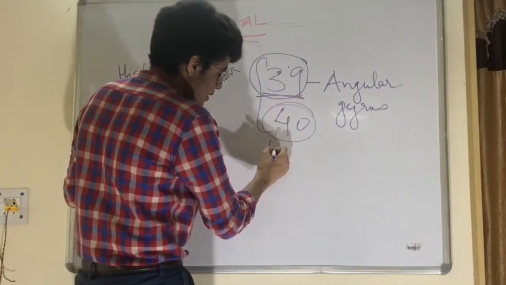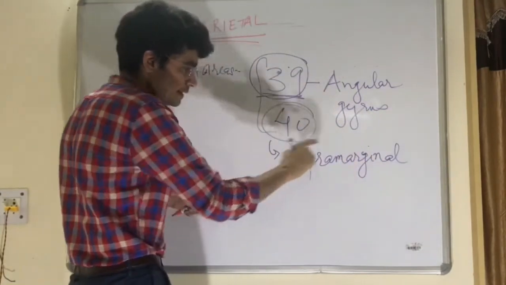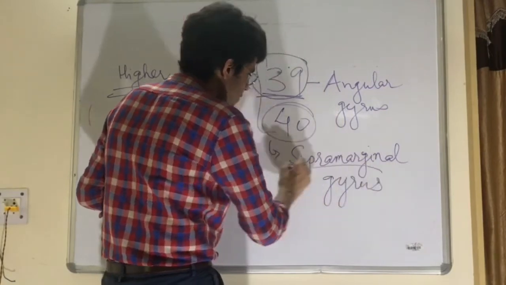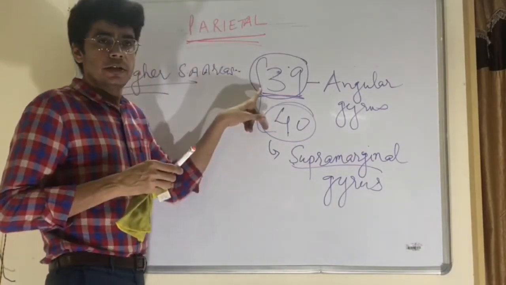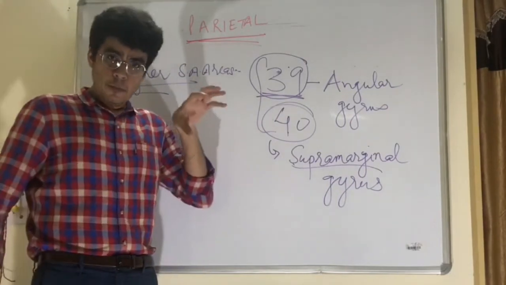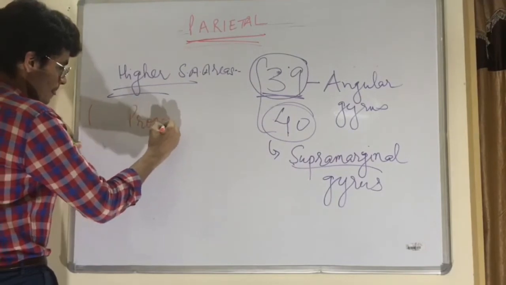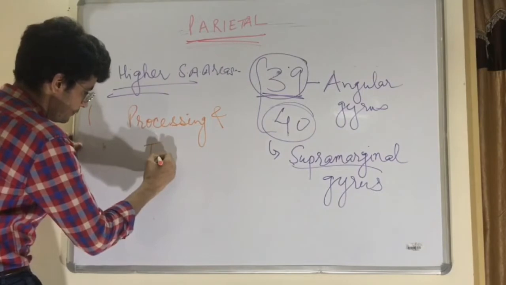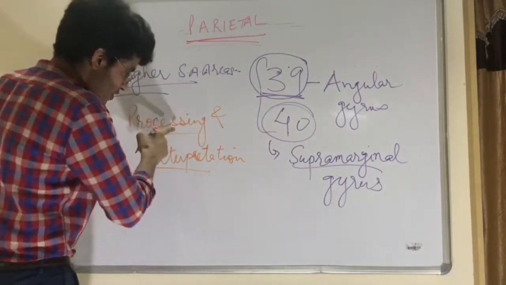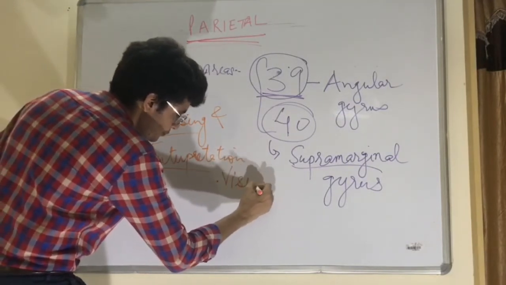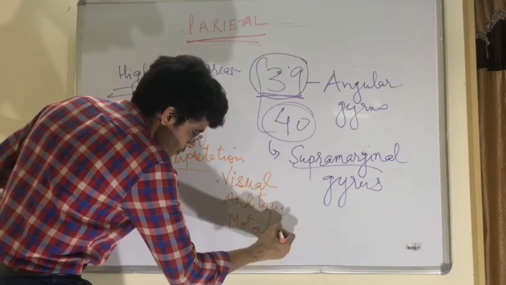And then this area number 40 is present in the supramarginal gyrus. Medially, if we dig further from the angular gyrus, then the supramarginal gyrus comes. This is area number 40. Now, particularly these two areas are the main head office of processing and interpretation. The keywords here are processing and interpretation of what? Of visual, auditory and motor signals, or we can call it somatomotor, both the sensory and the motor.